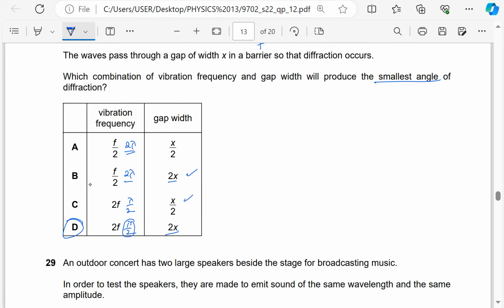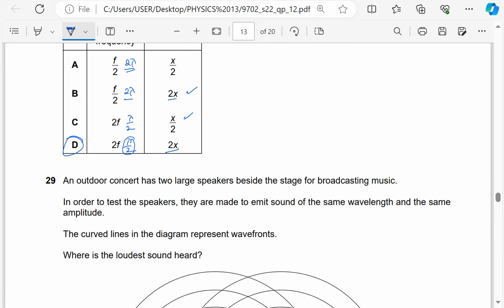So it means D, there will be less diffraction, which means the angle will be the smallest since the size of the gap is much bigger than the wavelength. So the answer is going to be D. Whenever the size of the gap is much bigger than the wavelength, then the bending is very small, so the angle is going to be very small.